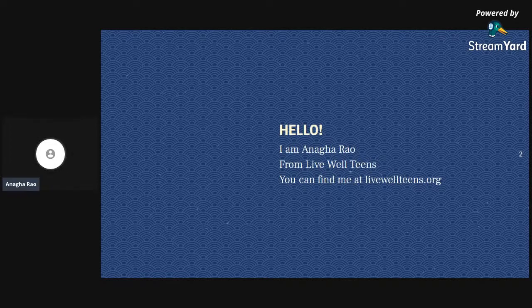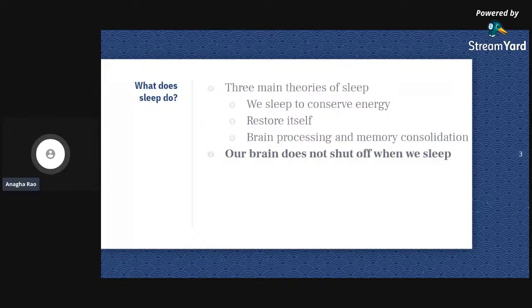Okay, let's get started. Before we begin, let's talk about what sleep does. There are three main theories of sleep, and sleep is an important part of our biology. The three theories are the energy conservation theory, the restoration theory, and the brain processing and memory consolidation theory. The energy conservation theory says that we sleep to conserve energy. The restoration theory says that we sleep so that our brain can restore itself. And the brain processing and memory consolidation theory says that we sleep to process memories and strengthen neural connections.